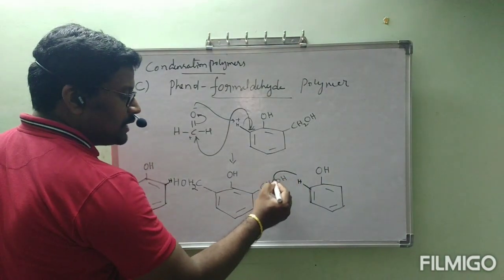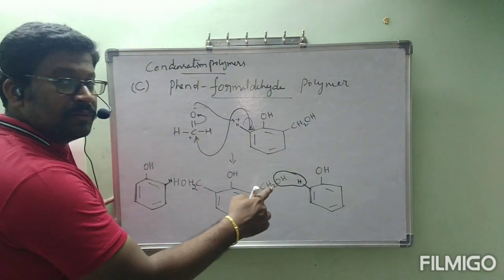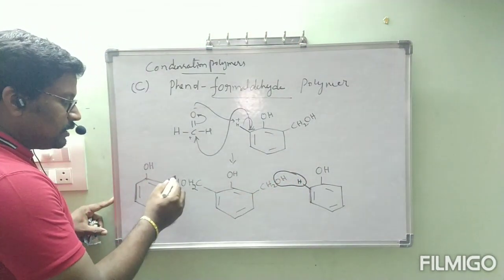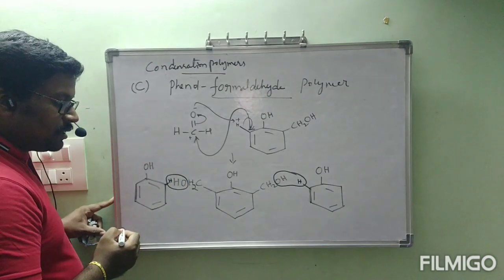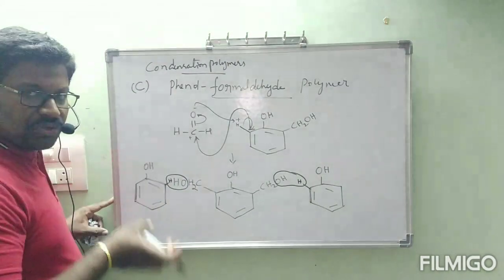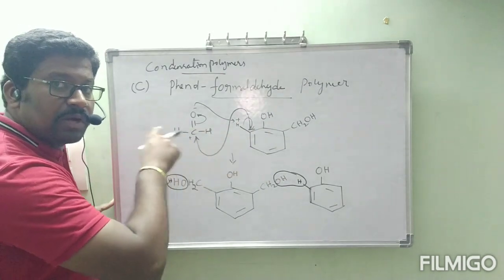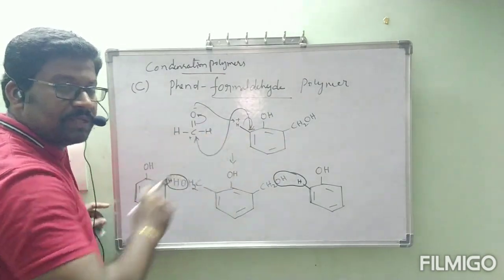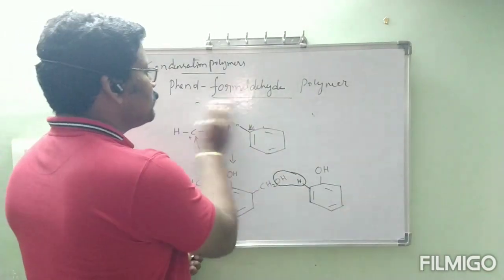Then this hydrogen and OH will be removed as water, and this hydrogen and OH will be removed as water, correct? Then we will get a chain. I will show that chain, but before that I am going to rub this out. I hope you understood this. I am going to write this chain formation by writing an arrow mark upwards.